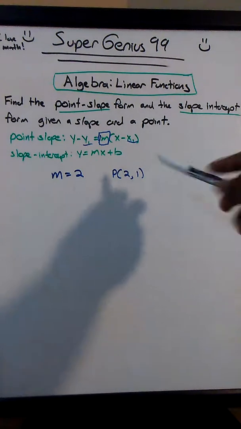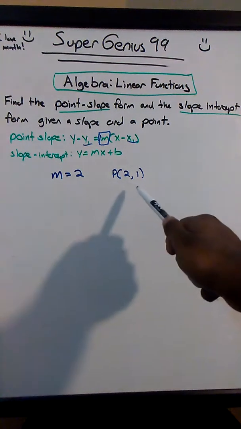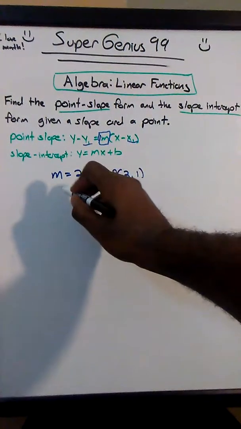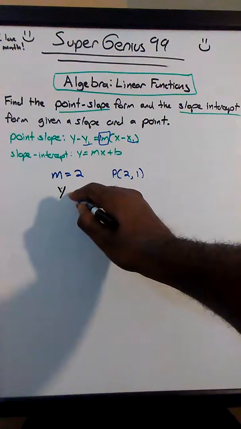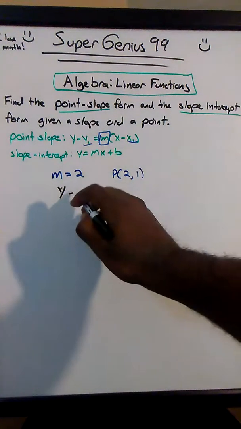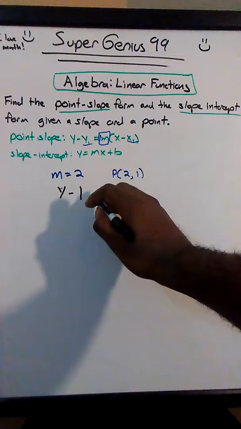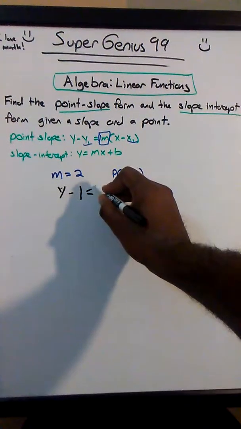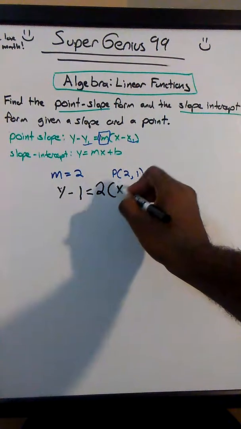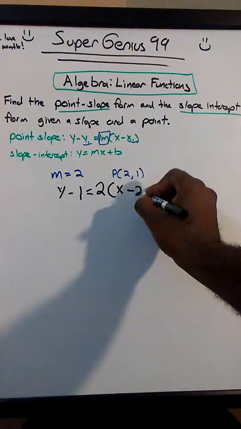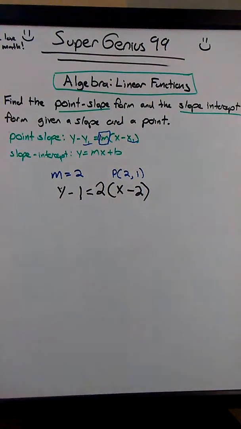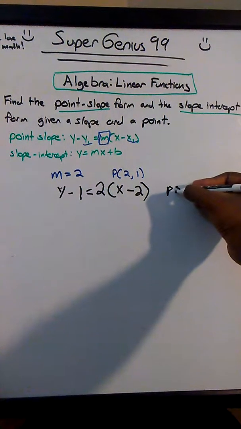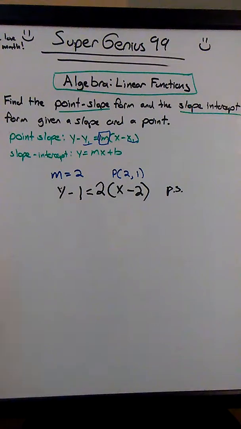Okay, so here's the slope. What is the slope? 2. What is the point? 2, 1. So we're going to first find the point slope, which is you just fill it in. y minus, what's the y1? The 1, equals, what's our m? Right there. Pretty obvious, right? 2 times x minus, what's your x1? 2. So there is your point slope. So I'll just put PS for point slope. So there's your point slope formula.